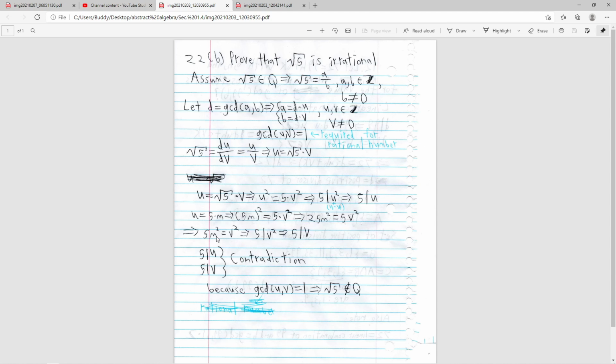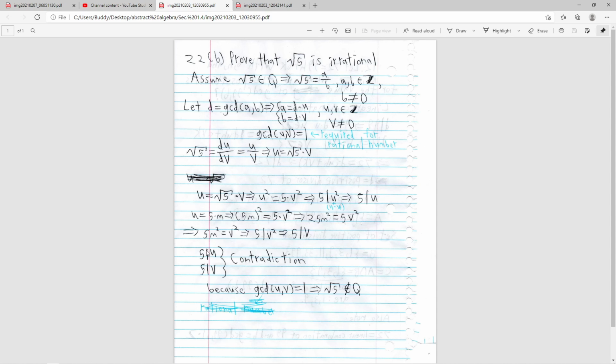Let me explain the reason why I went from here to here, make sure I explain it. Like the step 5v squared, the 5 divides u squared. It's because u squared is equal to 5 times a number. We don't care what number it is, but it's 5 times the number. That means you can divide by 5. Same thing here: 5 times the number equals v squared. That means v squared is divisible by 5. Then, like before I explained, it means that 5 divides v.